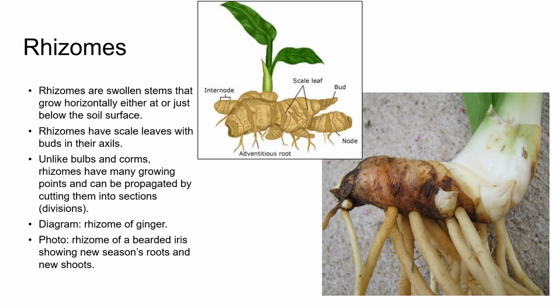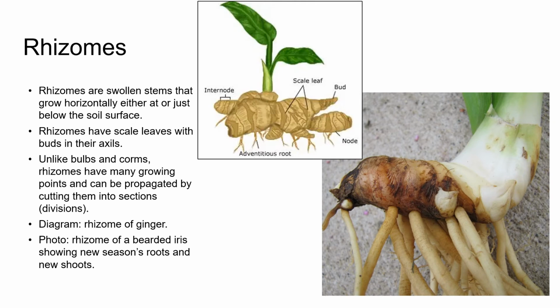A rhizome has nodes and internodes, just like above-ground stems. But the leaves on rhizomes are reduced to small, scale-like structures. In the axils of these leaf scales, there's an axillary bud. Given the right environmental conditions, new vegetative growth sprouts from these axillary buds. Unlike bulbs and corms, rhizomes usually have many growing points and can be propagated by dividing them into sections.